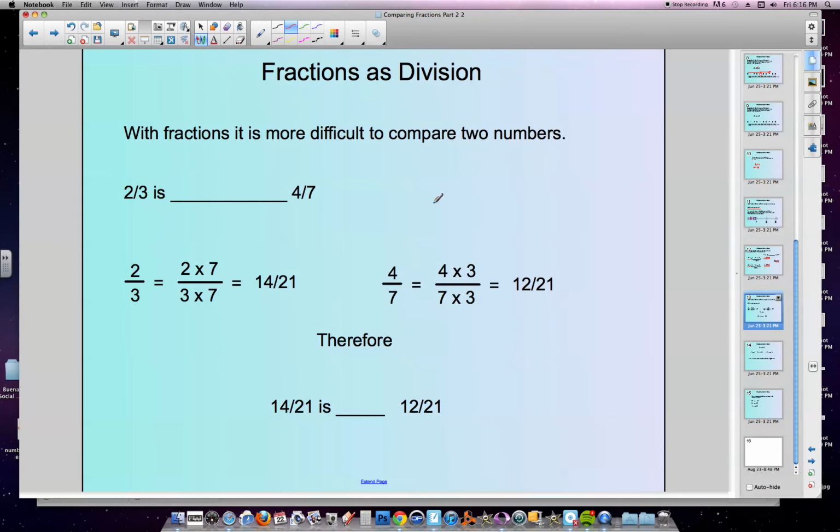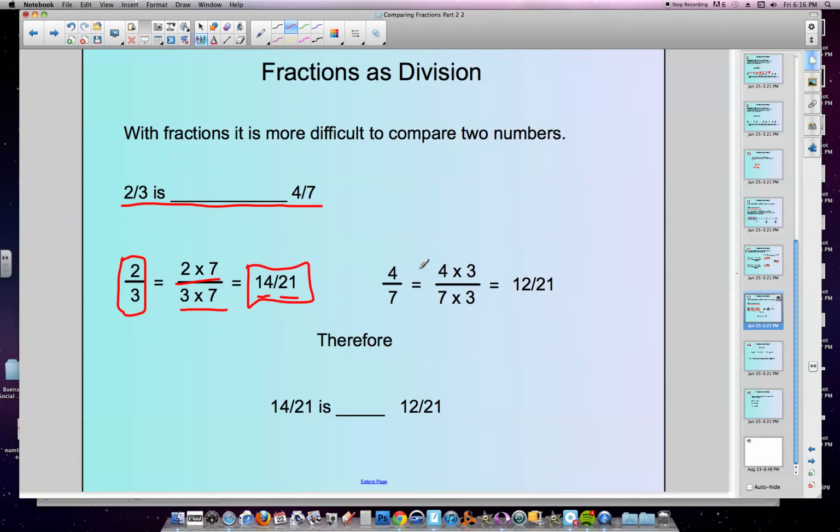So moving along, we can kind of change this a little bit. We talked about in the previous video the idea that if you have 2 groups of 7 and 3 groups of 7, that's the same thing as 2/3. It's still 2 groups over 3 groups. Well, what is 2 groups of 7? Well, that's 14. And what is 3 groups of 7? Well, that's 21. So 14/21 equals 2/3.